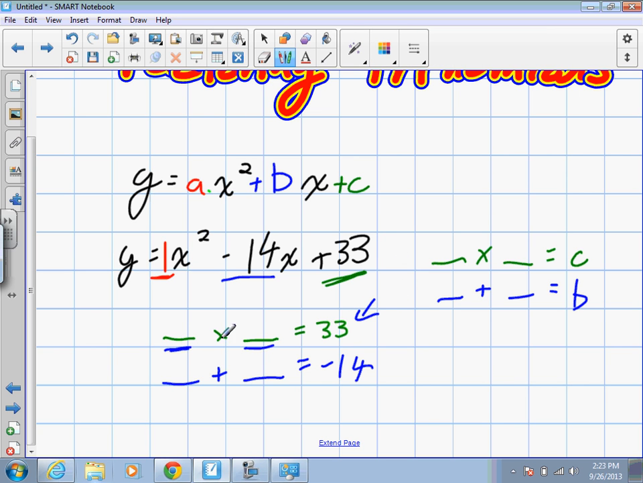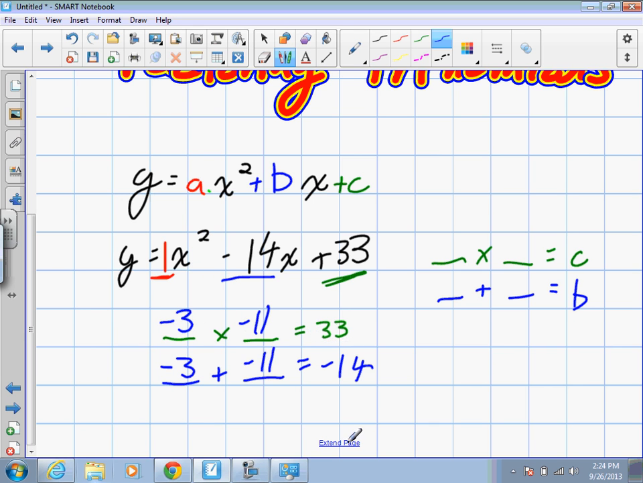So we've got to go through some factors of 33. What about 1 and 33? Do they add together to make negative 14? No. Even if I make them negative? No. Still doesn't work. What about 3? 3 times what? 3 plus 11 doesn't equal negative 14. What if it's negative 3 and negative 11? Do they equal negative 14? They add up to negative 14. And when we multiply negative 3 times negative 11, we do get positive 33, since two negatives make a positive. So those two numbers work for what we need to do here: negative 3 and negative 11.